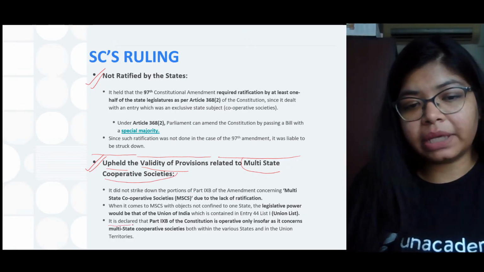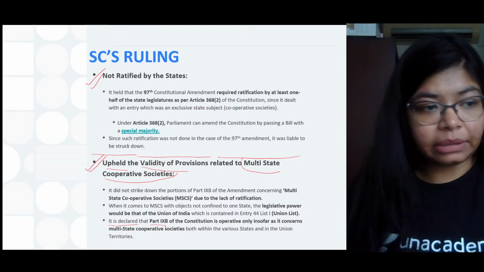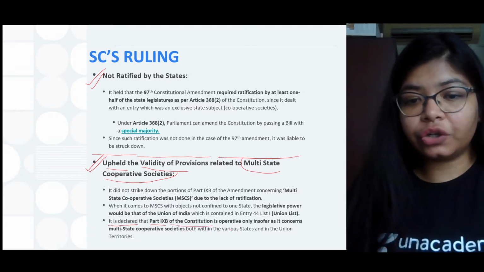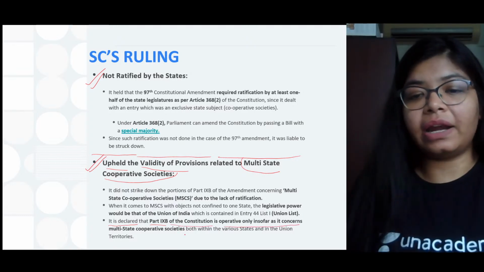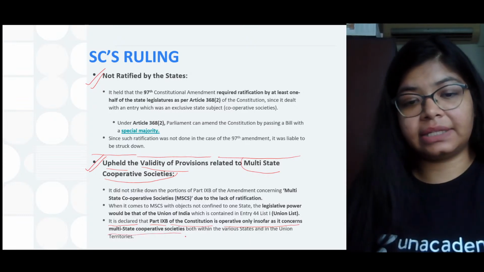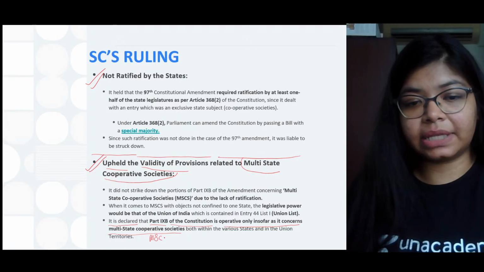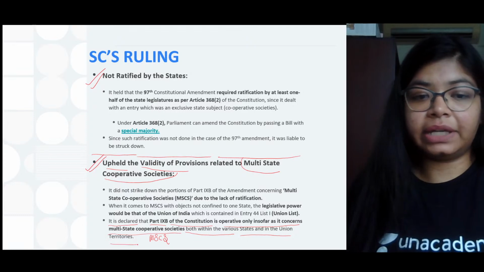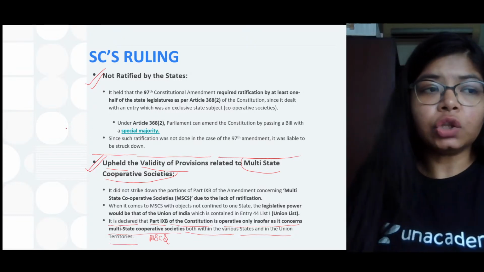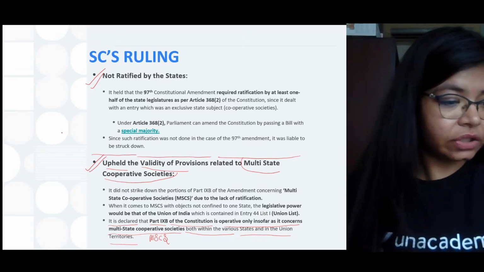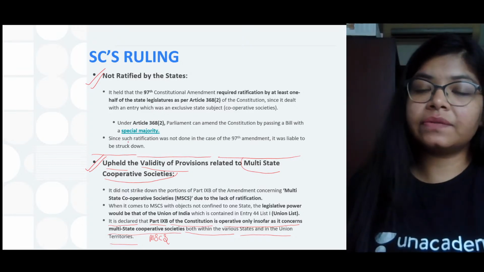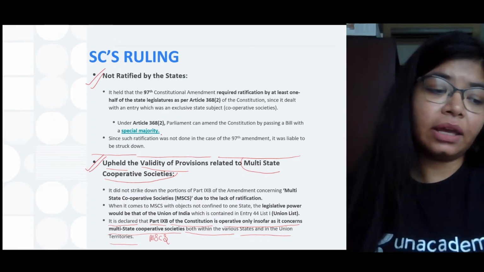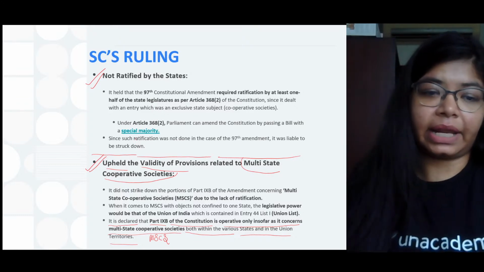और अपने जजमेंट में दे हैव डिक्लेयर्ड दैट पार्ट 9B, हाय राघवेंद्र, हेलो, Part 9B of the Constitution is operative only in so far as it concern MSCS, ठीक है, इसको शॉर्ट में आप MSCS बोल सकते हैं, both within the various states and in the union territories. Okay, so I hope this is clear. If this is clear, just let me know, because this is over 97th Constitutional Amendment पे जो भी discussion हमें करना था वो हो गया है. We will move to 91st Constitutional Amendment Act then.